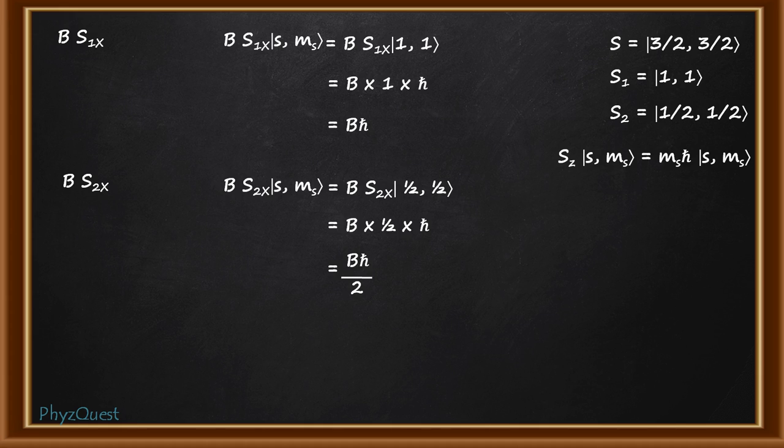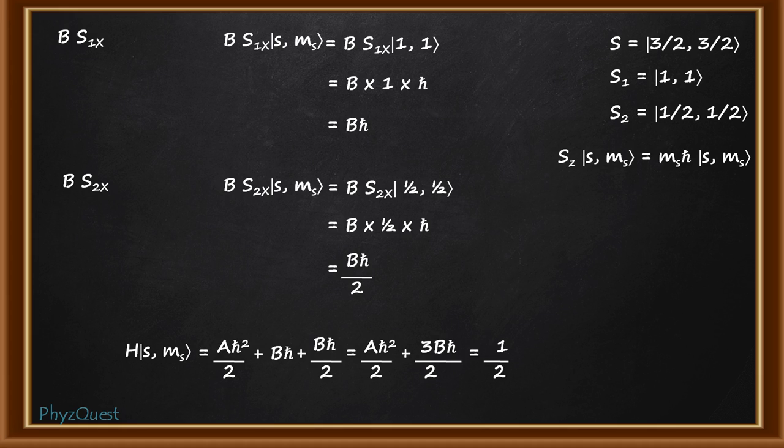Next is to write down the total of the three expressions, because the Hamiltonian consists of these three terms. So the eigenvalue, when the Hamiltonian is operated on this state, will be equal to aħ²/2 plus bħ/2 plus bħ, which is aħ²/2 plus 3bħ/2. If you take half common, it will be 1/2 into (aħ² plus 3bħ). So this is our answer we have calculated. This is the highest eigenvalue.